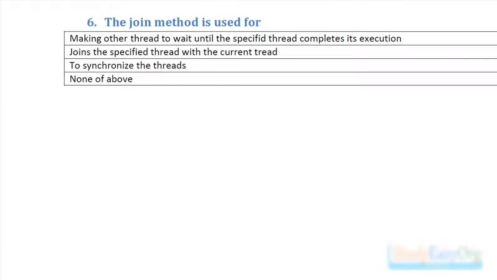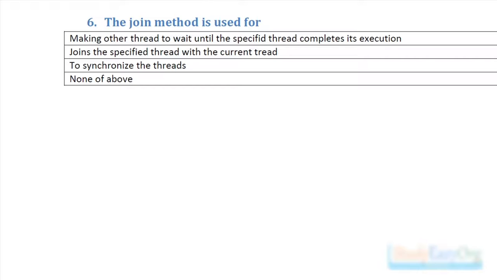Explanation for question 6 from quiz 10 miscellaneous questions. Now friends, this particular question is pretty important and this is a part of the multi-threading concept under Java. And the question is, the join method is used for, and the options are, making other thread wait until the specified thread completes its execution, the first option.